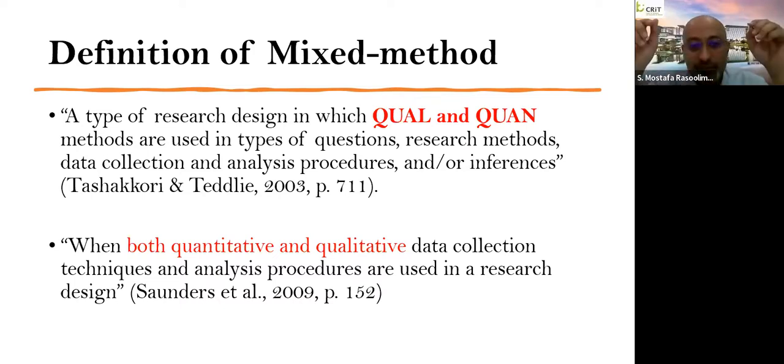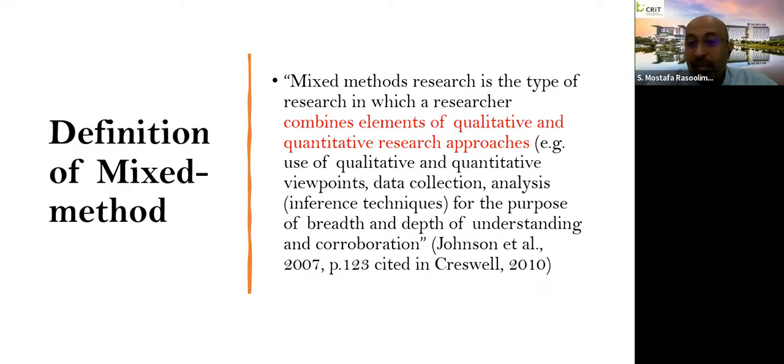Doesn't matter in what level. We can do this combination in different levels, layers, and different parts of our research. But to have mixed method, we need to have both qualitative and quantitative in our research, right? So this combination of quantitative and qualitative elements can happen from the beginning, from the research question design, and based on our research question, can be in data collection level, can be in analysis and inference technique for analyzing our data. So can be in different levels.